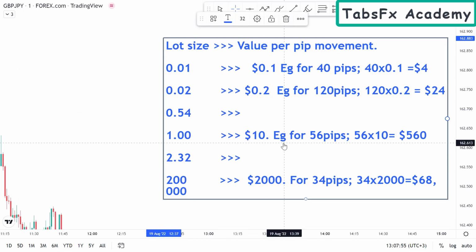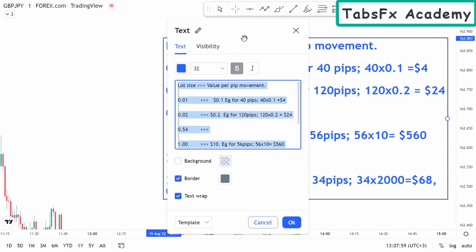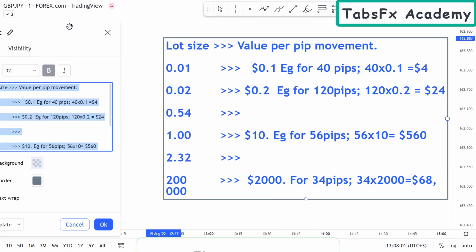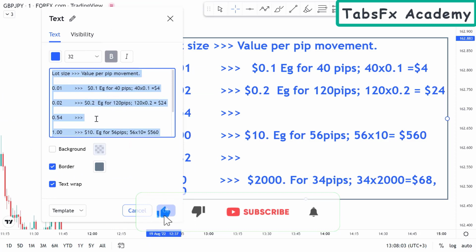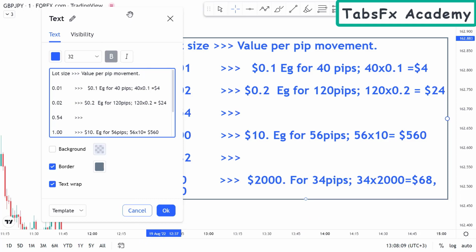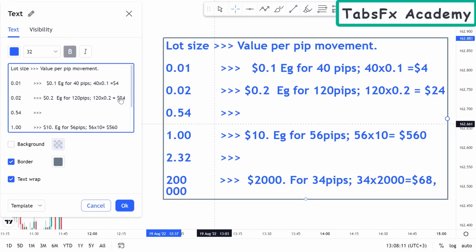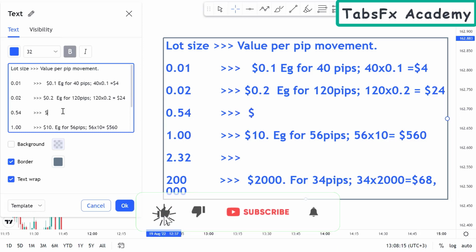So at the moment, that is what we do have. Now I have a question for you. The question is, how many dollars do we expect to get if the price changes by 1 pip and we are looking at the lot size of 0.54? How much do we get per pip?